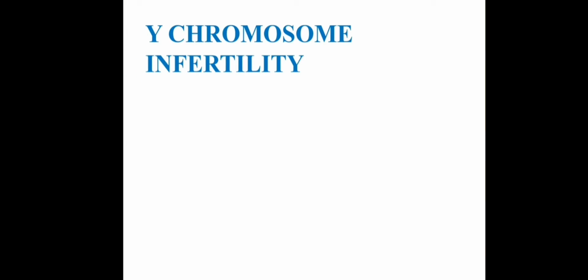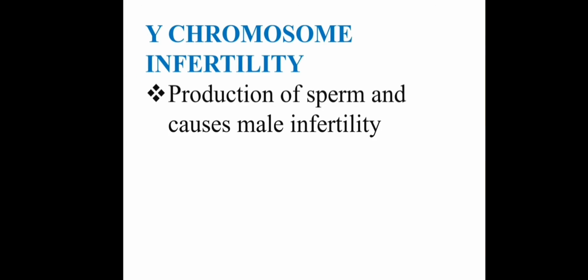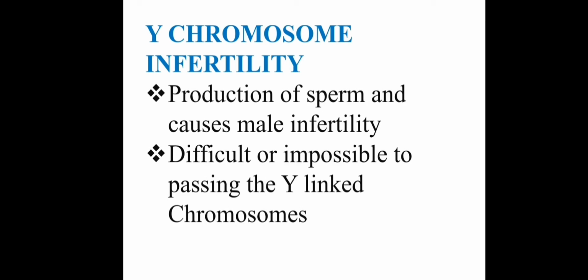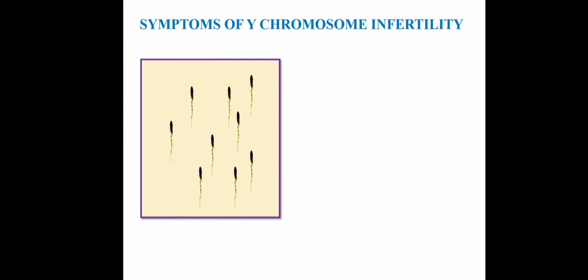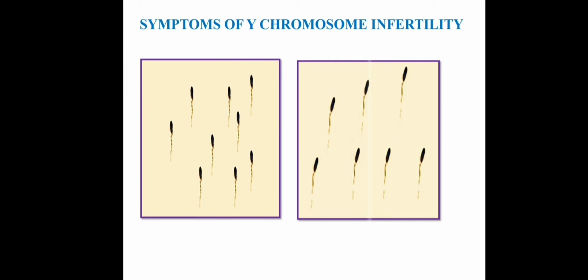Y chromosome infertility. This is a condition that affects the production of sperm and causes male infertility, which means it is difficult or impossible to pass the Y-linked chromosome as there will be no progeny. Symptoms of Y chromosome infertility. The affected man's body has a lower sperm count. In some cases, few sperm are present or immature sperm cells are present.